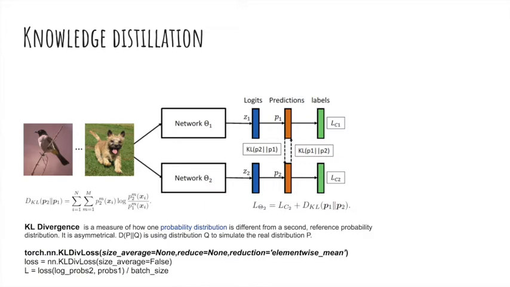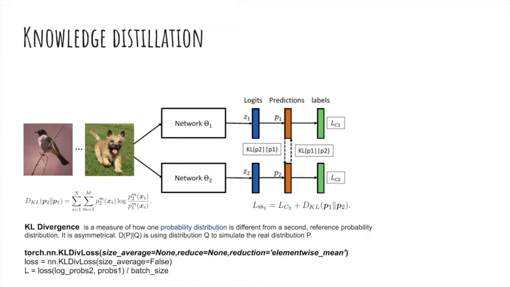This picture explains the KL divergence. Here, network theta 1 is the teacher model and theta 2 is the student model. Now there is a batch of training images. Both network 1 and network 2 will make a prediction on these images. P1 is the prediction of the teacher and P2 is the prediction of the student, and I use them to calculate the KL divergence. The final loss for the student will be the classification loss and the KL divergence loss from the teacher's prediction. PyTorch has an API for KL divergence loss.